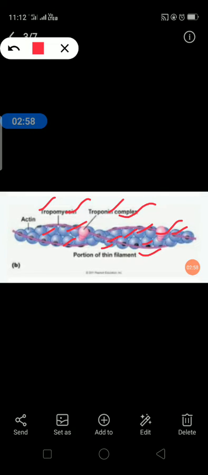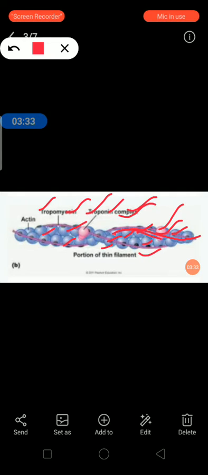The third type of protein is called troponin. It is a complex protein, hence given the name troponin complex, present at regular intervals on the tropomyosin. So in this filamentous structure, here you can see the tropomyosin, and on the tropomyosin, at uniform intervals, here you can see one troponin complex, here another troponin complex, with regular interval.